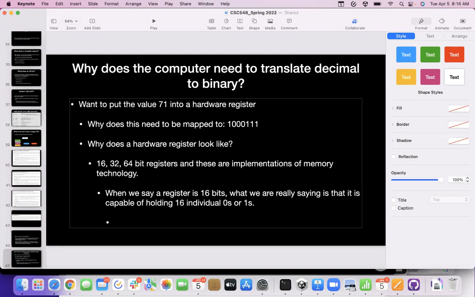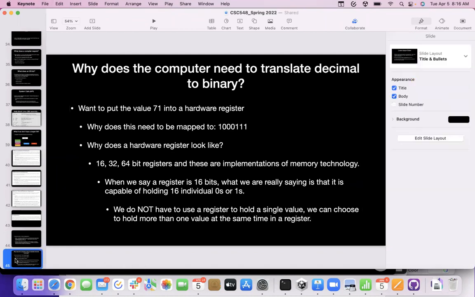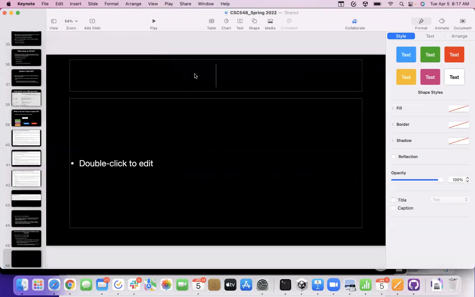So this caveat is we do not have to use a register to hold a single value. We can choose to hold more than one value at the same time in a register. All right, and the reason I bring this up is this is kind of where human problem solving comes in. Say, what do humans do?